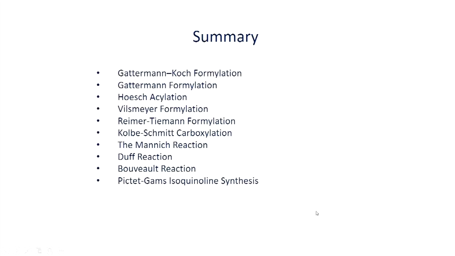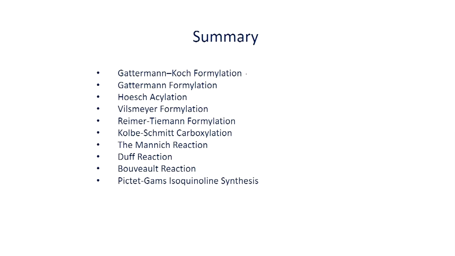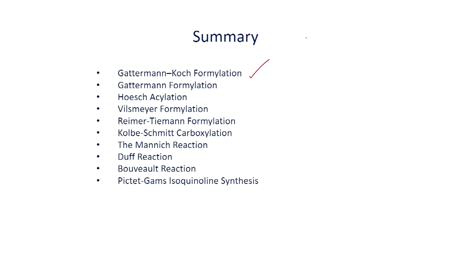In summary, in this class, we have seen the formylation reactions. First, we have seen the Gattermann-Koch formylation, where we have seen the use of carbon monoxide in the presence of hydrochloric acid and aluminum chloride, where you have the acylium cation as the electrophile which undergoes addition followed by elimination reaction. In this way, you can convert an aromatic system into the corresponding aldehyde.